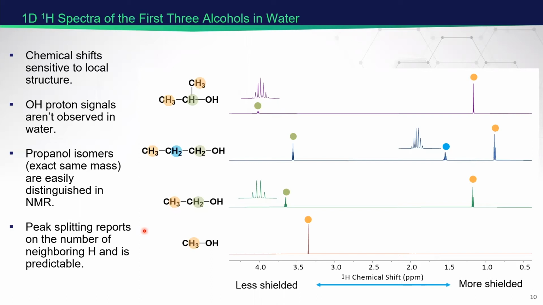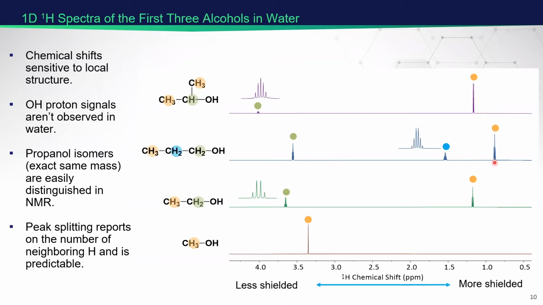Moving up to the next higher alcohol, we see a dramatic shift of that methyl peak to a lower chemical shift value. It's more shielded now, since these protons are not attached to a carbon that's directly attached to the electronegative oxygen. We also begin to see some fine structure that I'll talk more about on the next slide. Moving up again, extending that chain, we see another shift to a more shielded position. This one's not as dramatic as the first. And we also see, again, more splitting patterns.